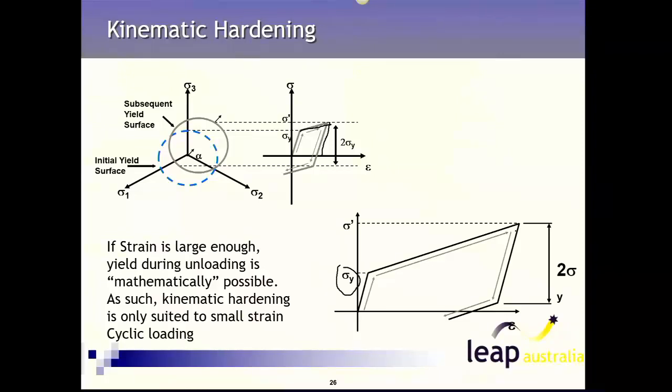So if you load quite high up into the plastic zone, when you're unloading you can actually start yielding while you're still in a tensile stress state. Because the difference between these two yield stresses is 2 times our initial yield, it can sometimes result in unrealistic behaviour. Okay, so this is mathematically possible, but in general it's not physically possible. So you generally don't use this for extremely large strain cyclic loading. When you're loading, unloading and then reloading, it's generally not an appropriate material property to use.